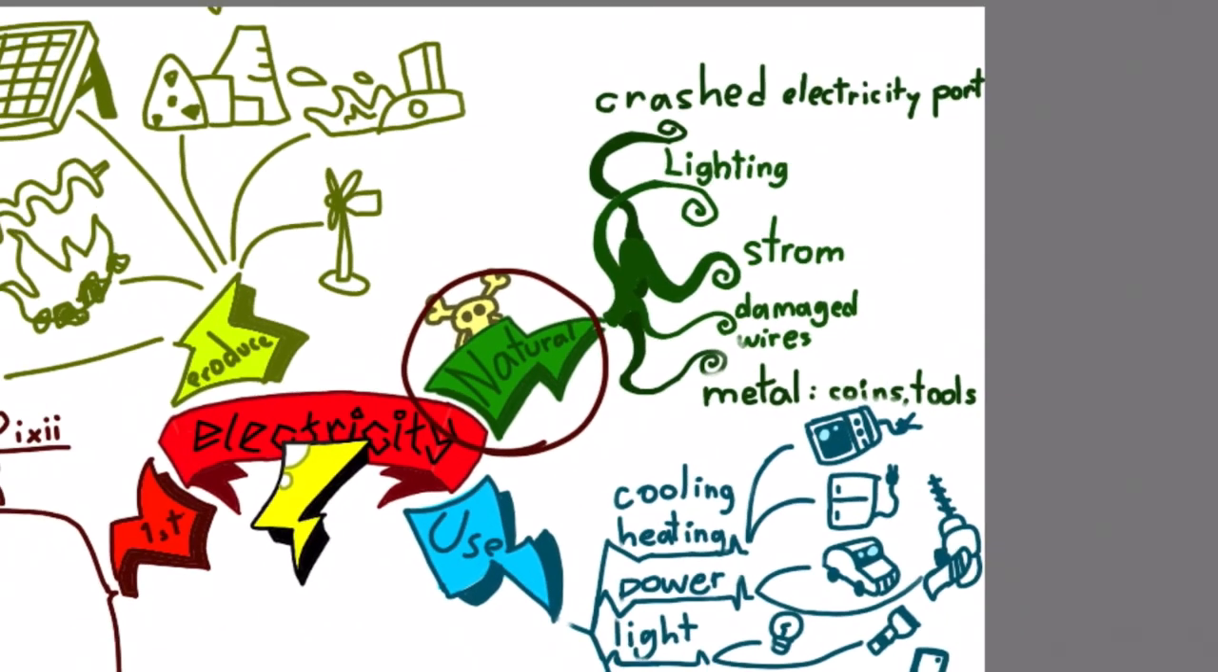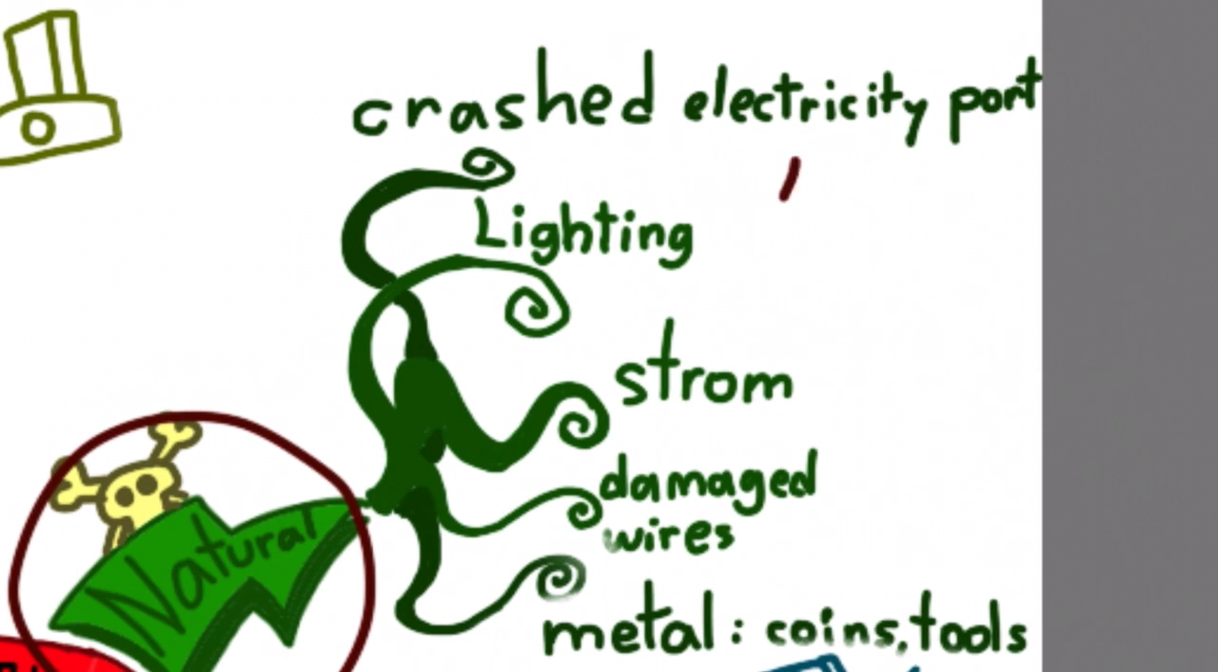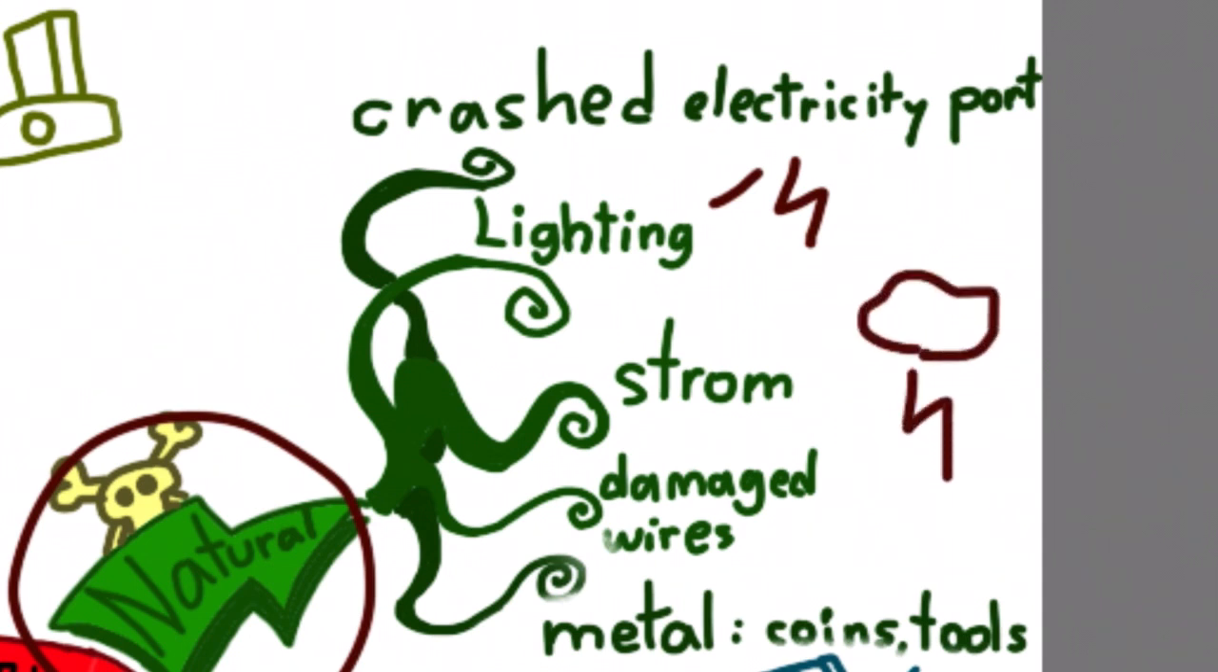What I mean is natural disasters, or accidents like a crash at an electricity pole, lightning and storms, or damaged wires. Metals, coins, or tools made from metal or copper can bring danger during a natural disaster.